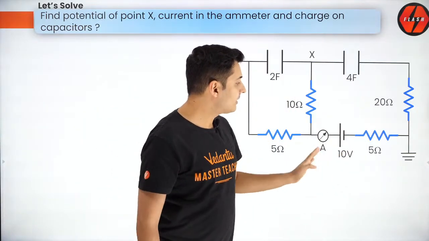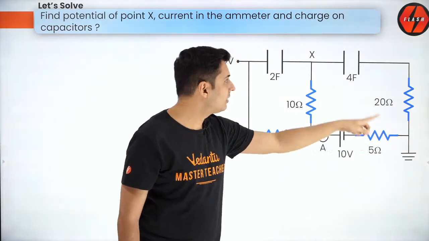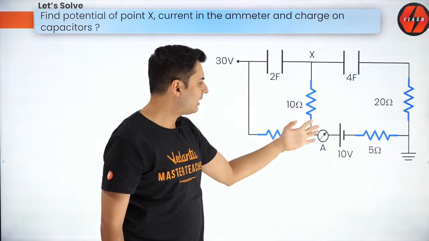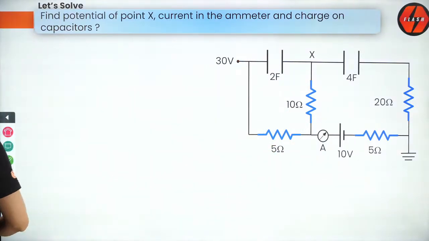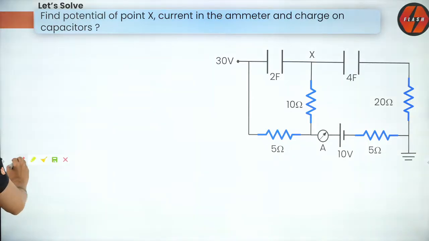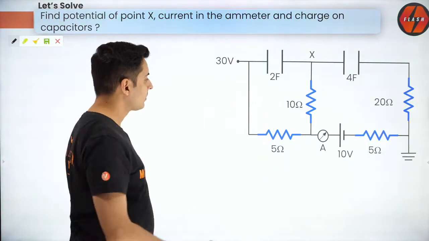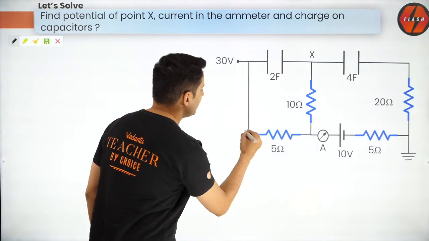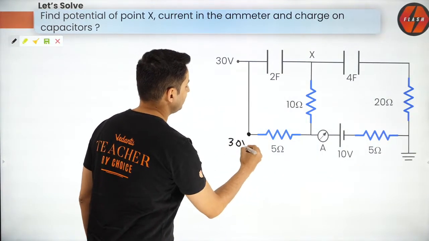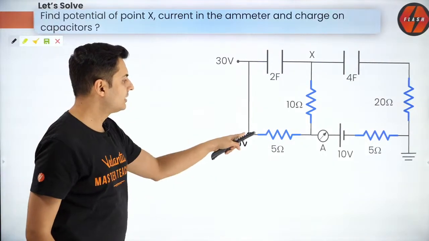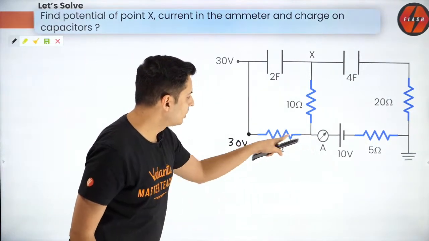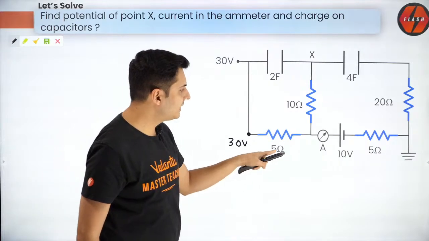There are resistors, there is a battery, there is a ground point, there are two capacitors as well, ammeter as well. Now let's start marking the potentials of whichever points we know. Okay, now this is 30 volts. Naturally, this will be also 30 volts. Correct? If this is 30, this will be also 30. But this won't be 30, guys. There is a resistor in between.